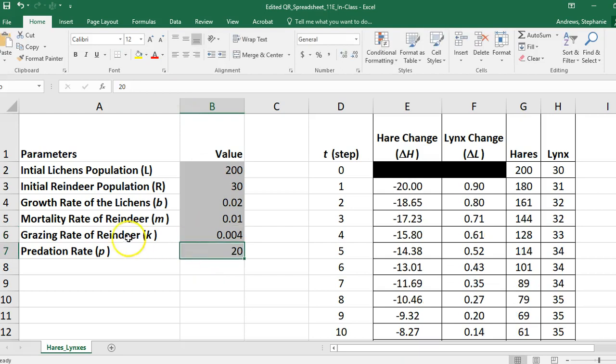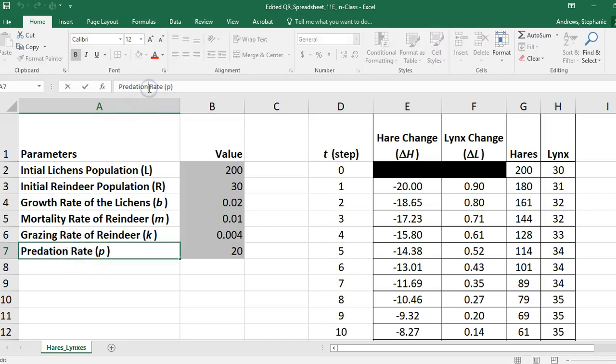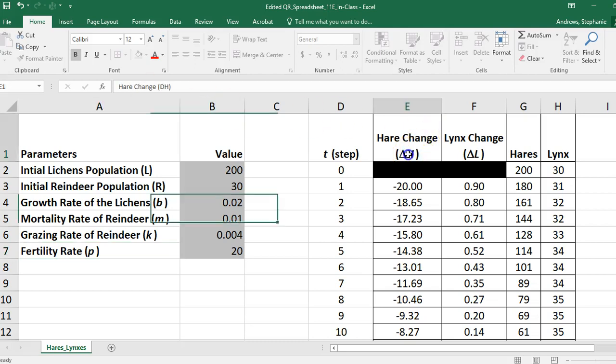And the fertility rate, which they don't give us, they just call it the predation rate, and they don't give us a letter to use. So we'll leave the variable alone, and call this one the fertility rate, and adjust the spreadsheet to reflect the names. And so up here, the hare change is not going to be the hare change anymore. The hare is the lichen, and we'll need to say delta L. Oops.